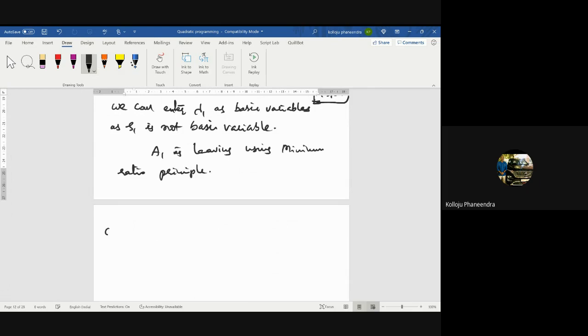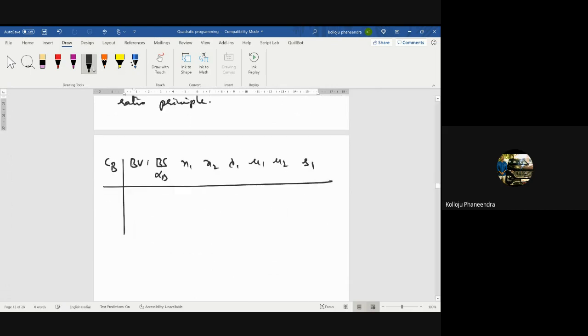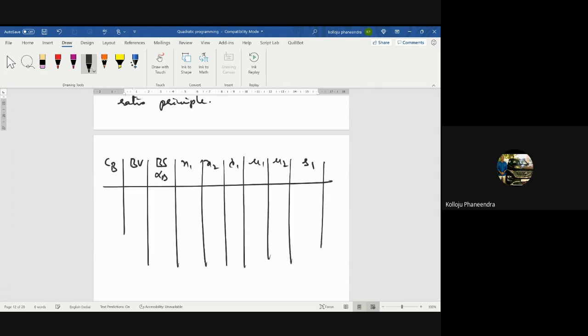Next table. CB, basic variable, basic solution, x1, x2, lambda 1, mu1, mu2, s1. You need not write a1, a2, because once an artificial variable leaves the table, it will not enter the simplex table again. So no need to write the columns of the artificial variables. Now the basic variables are what? x1, lambda 1 is entering, x2.